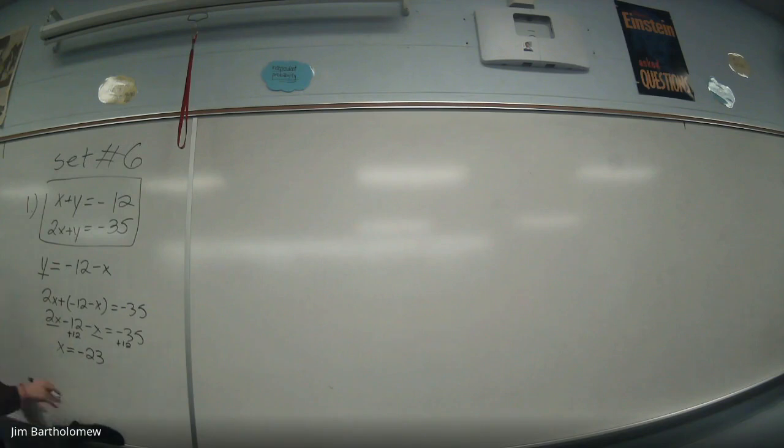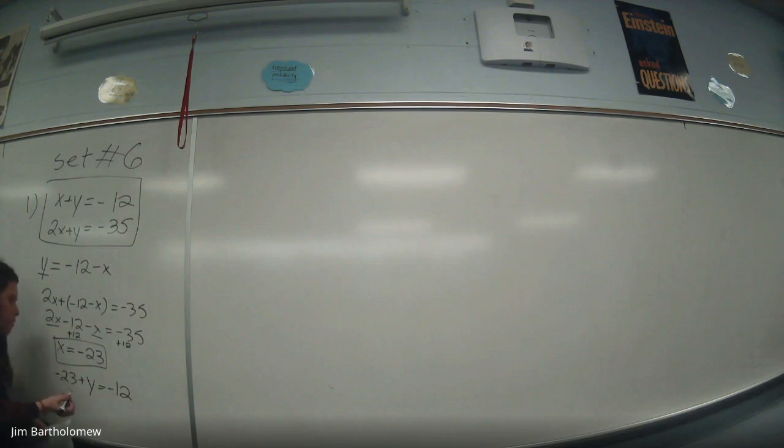So next, what we can do is plug negative 23 in for either of these equations. Instead of x, we say negative 23 because we know negative 23 is x. So I'm going to do that. Negative 23 plus y equals negative 20. And now we can solve for y because we don't have any other variables. So I'm going to add 23 to both sides. And I end up with y equals 11. And that is the answer.